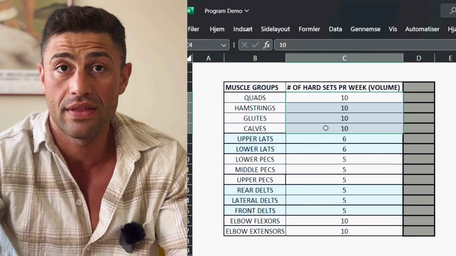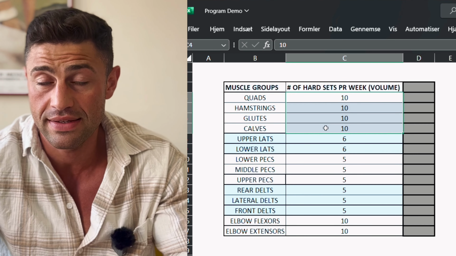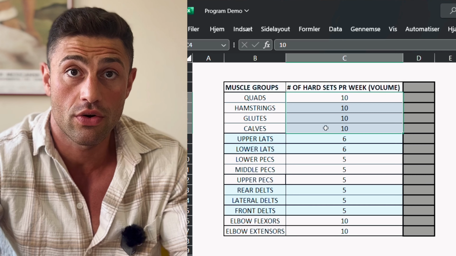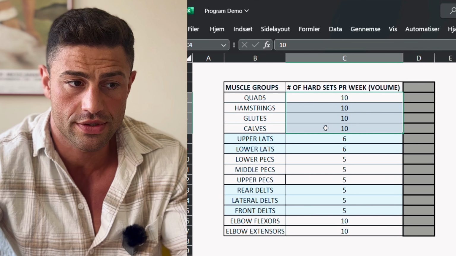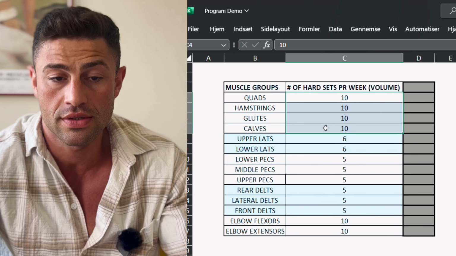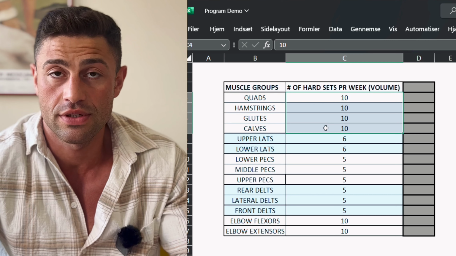Also, another point: the way I count volume for hypertrophy is the number of sets that are taken to failure or close to failure per week. I think the guy who came up with this idea was Greg Knuckles, and just big love and shout out to Greg Knuckles, his boss.